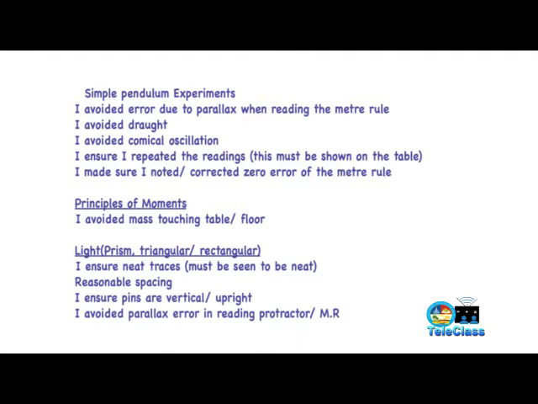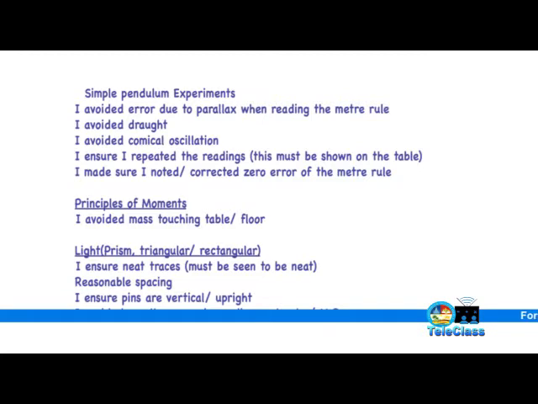I made sure I noted or corrected zero error of the meter rule or of the stopwatch or of the stop clock. Like I said, you must mention the instrument. Then another one that you can state, because I'm taking simple pendulum and the moment together, avoided mass touching the table or the floor. Then for light, you can say I ensure neat traces. Now neat traces must be seen on your trace. Don't just say I ensure neat traces and your traces are stained, not neat, so you won't get that mark. So when you say neat traces, it must be shown on your tracing paper.